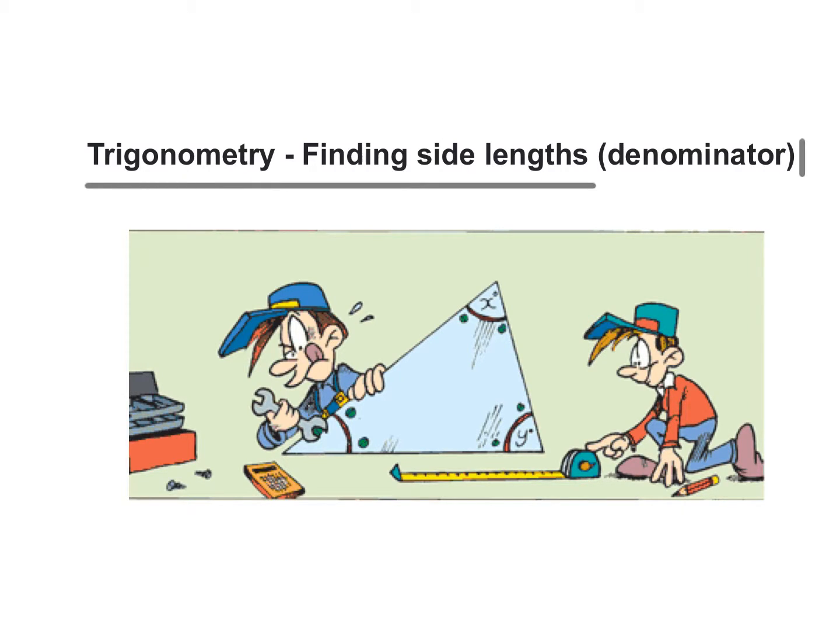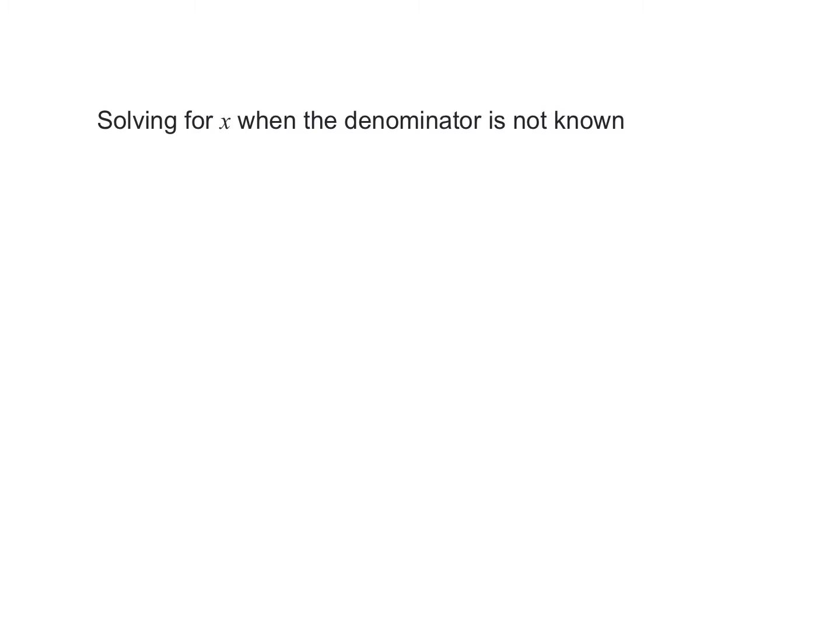Hi, Mr. Eaton here, and we're going to use trigonometry to find the side lengths when we do not know what the denominator is. Alright, so just a bit of quick linear equation revision, solving for x when the denominator is not known. In this equation we have cos 35 equals 2 over the pronumeral x, so the x is the unknown.